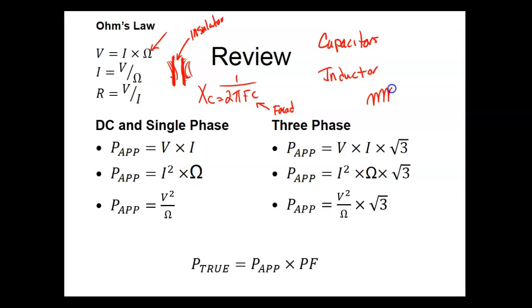Inductors are nothing but coils of wire. And that's all it is. So every transformer has inductance. Every motor has inductance to it. And then, of course, we put them in there on purpose. This is called X of L, and it's equal to 2 pi FL. L is the unit of inductance, and this is in henries.